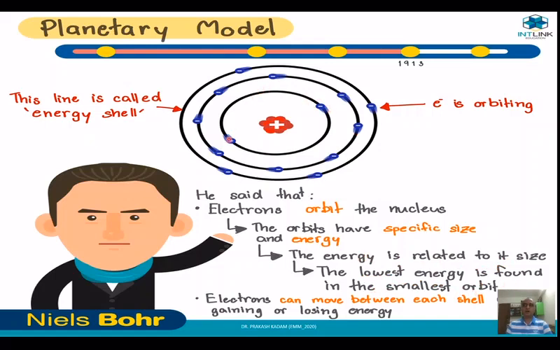Each orbit has a different energy. Electrons can move between shells when gaining or losing energy. When an electron moves from one shell to another, it gains or loses energy. This is shown by this model. The lines are called energy shells, the electrons are shown as blue dots, and this is the nucleus.